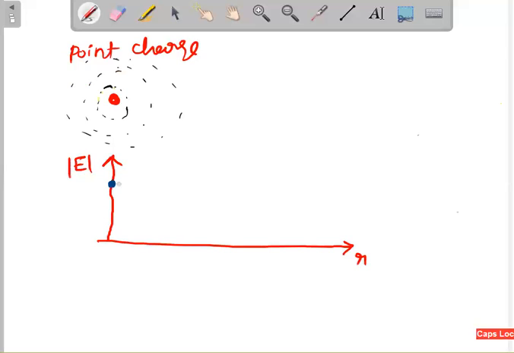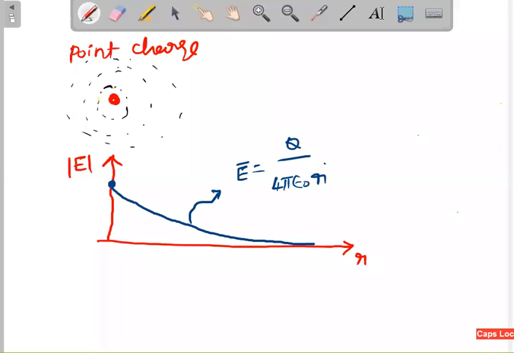But as you move away, your electric field will decrease. Finally, it will reach 0. What is the nature of this electric field? Electric field is Q divided by 4 pi epsilon naught r square. Q is fixed. As you go away from the charge, your r is increasing. That's why your electric field is decreasing. This is the nature for a point charge.